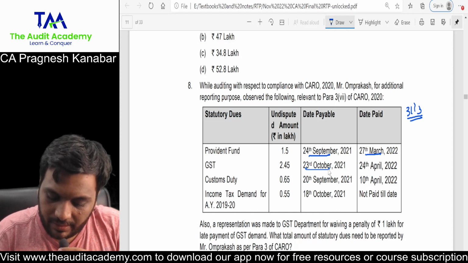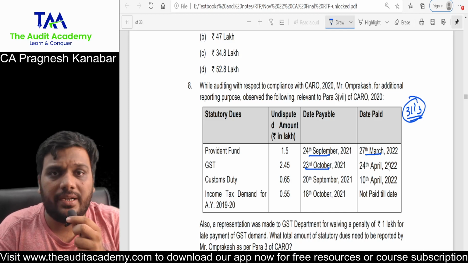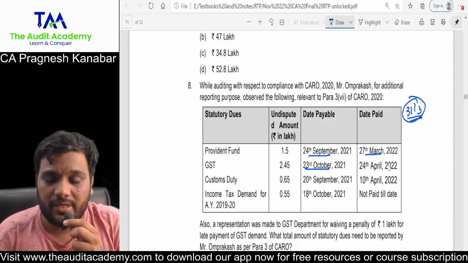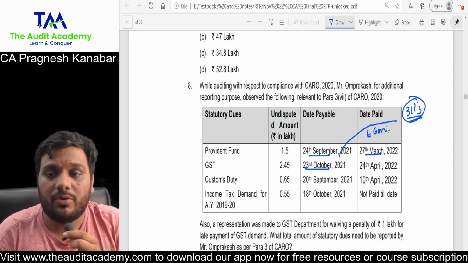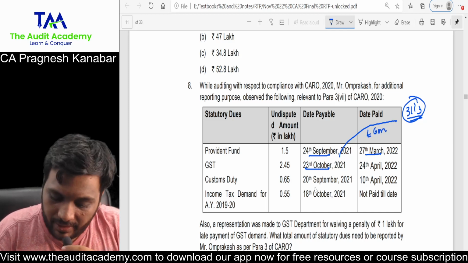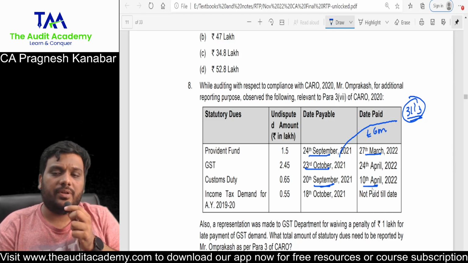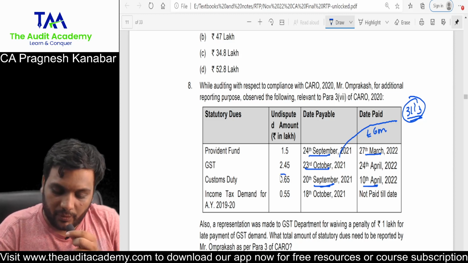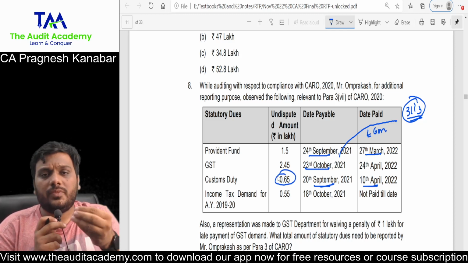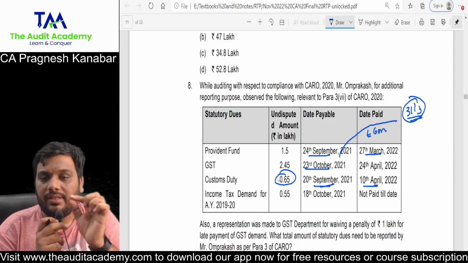23rd October, so as on 31st March this was outstanding, although paid on 24th April, that does not matter, but as on 31st March it was outstanding. However, from 23rd October to 31st March is within 6 months, so the amount need not be stated separately. 20th September date payable, date paid is 10th April. Even though it is paid on 10th April, as on 31st March it was outstanding for more than 6 months. Yes sir. And that is why 0.65, this detail needs to be given very clearly in 7A along with the names of the dues.